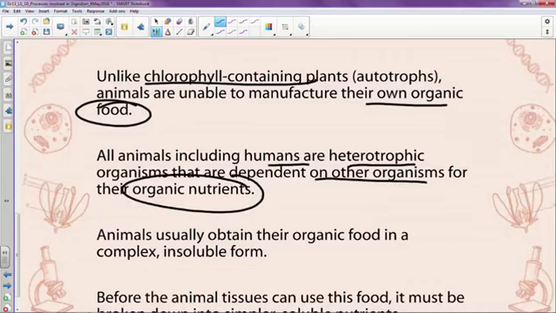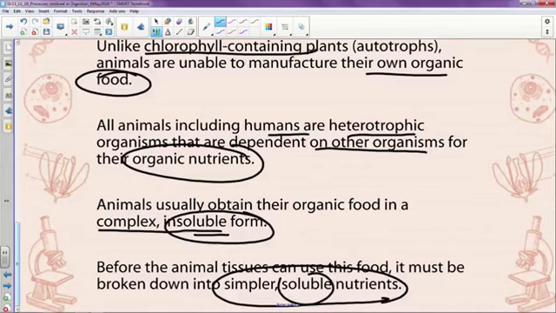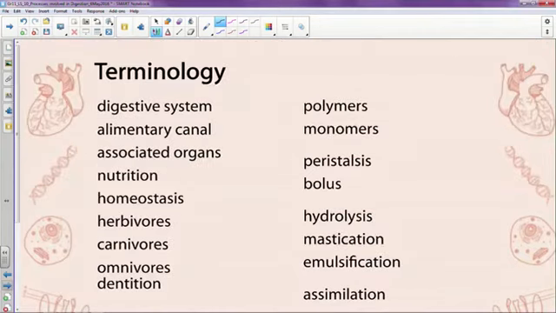organic nutrients. Animals usually obtain their organic food in a complex, insoluble form, which needs to undergo a process of digestion. Essentially what we're looking at today is that process of how they become soluble so that they can be used at a cellular level. Before the animal tissue gets to use this food, it must be broken up into simple, soluble molecules. And that essentially is what we're looking at today, the process that is involved in converting those large, insoluble molecules into those soluble nutrients.